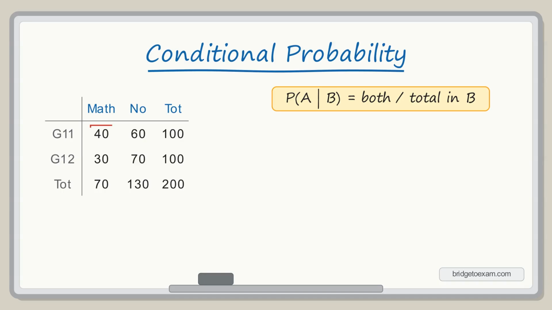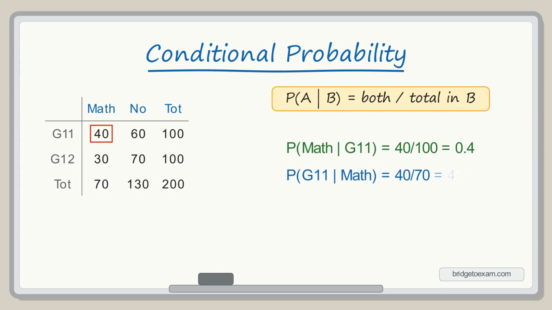Given grade 11, restrict to that row of 100. 40 like math, so the probability is 0.4. But given that someone likes math, restrict to that column of 70. 40 of them, so 4/7. Same 40, different denominator.